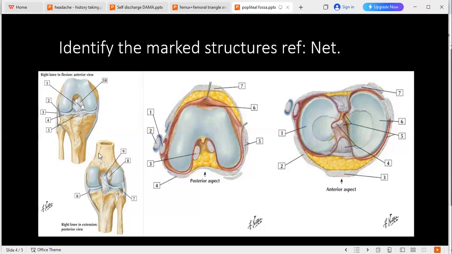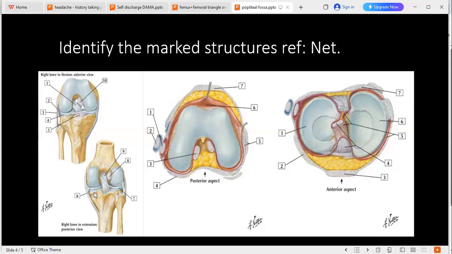Yes, in the lower picture, it shows the right knee in extension. So what are the structures that you could see now? 7, 8, 9, and 6. 8 is anterior cruciate ligament. 9 is posterior cruciate ligament. 6 is medial meniscus. 7 is lateral meniscus.